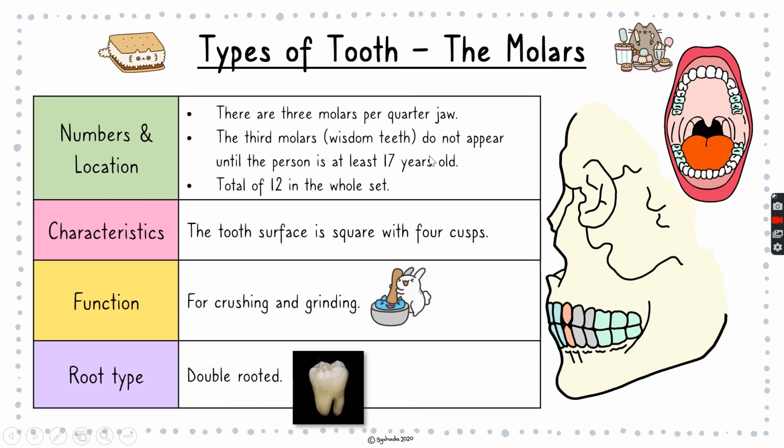Now coming to the last set of teeth, this is called the molars. There are 3 molars per quarter jaw. So you have 1, 2, 3 at the top, and also 1, 2, 3 at the bottom. The third molar, so you see 1, 2, 3, the third one right here is called the wisdom teeth. And they do not appear until the person is at least 17 years old.